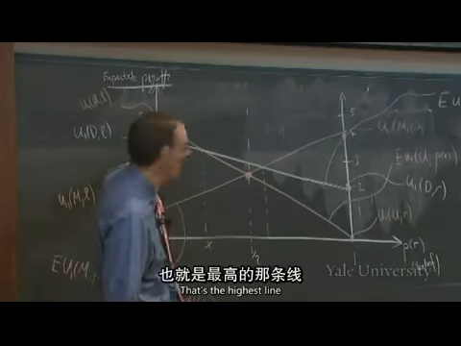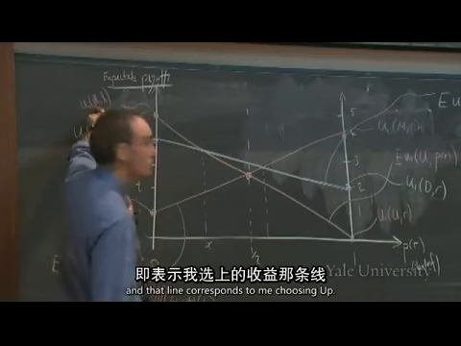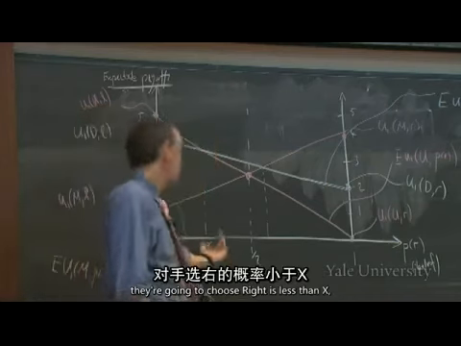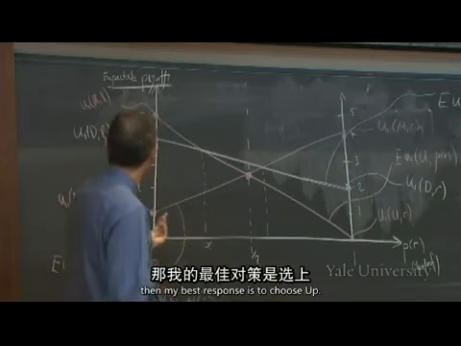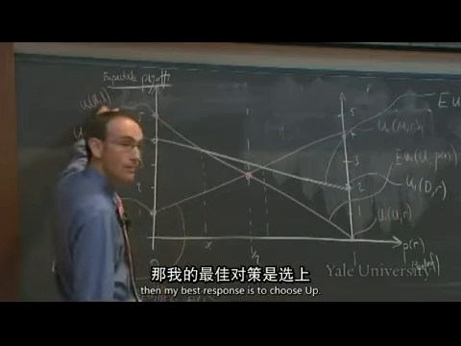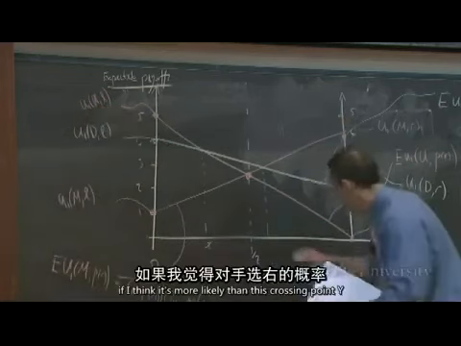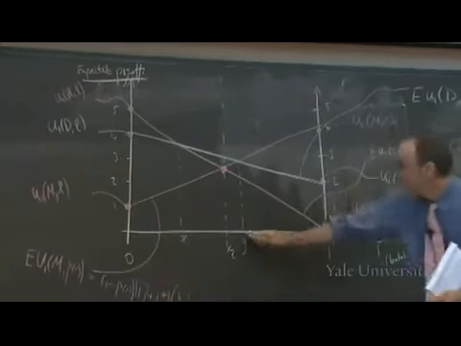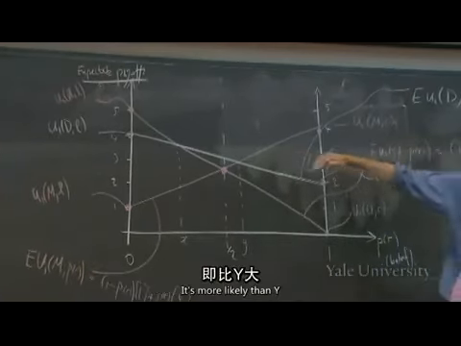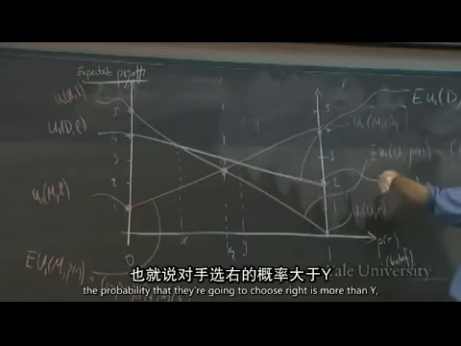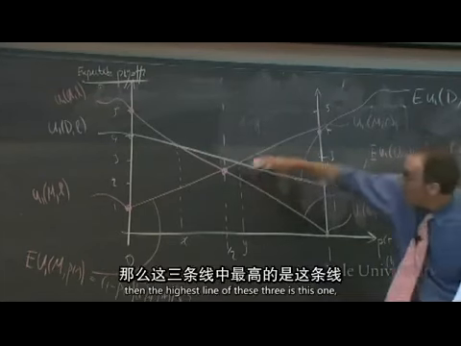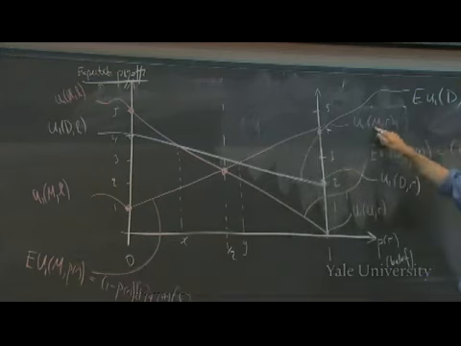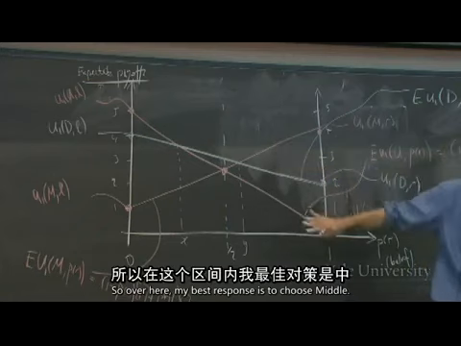Right, so that's the highest line. And that line corresponds to me choosing up. So if I think the probability that they're going to choose right is less than x, then my best response is to choose up. Conversely, if I think it's more likely than this crossing point y, I think it's very likely they're going to choose right, the probability they're going to choose right is more than y, then the highest line of these three is this one, which corresponds to my choosing middle. So over here, my best response is to choose middle.